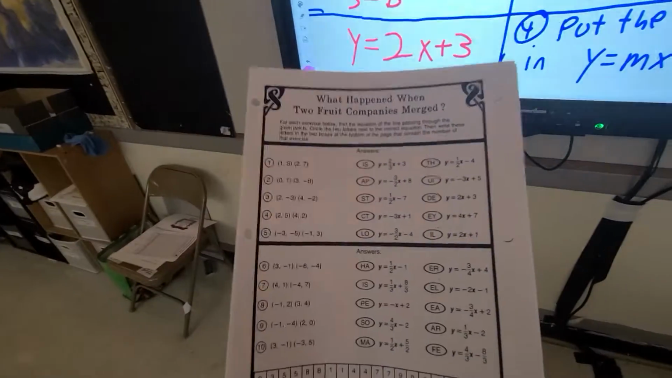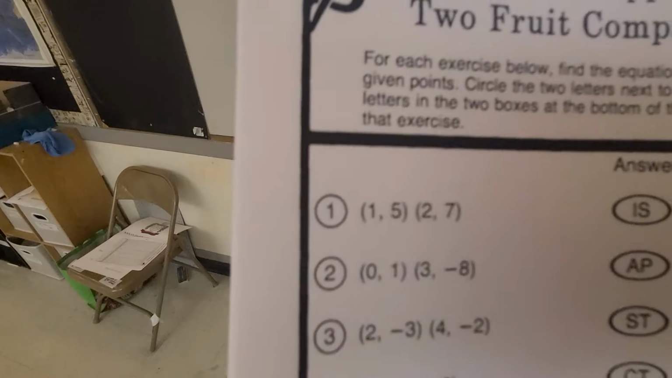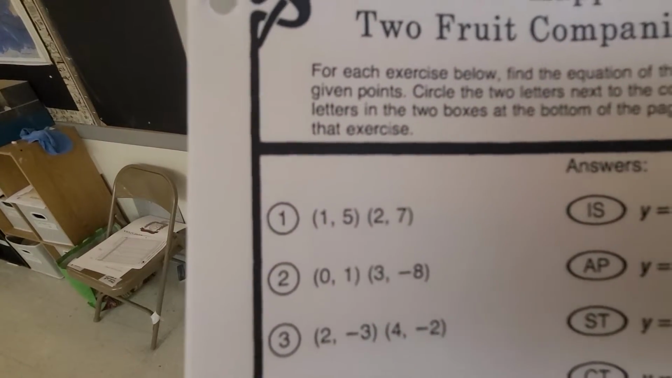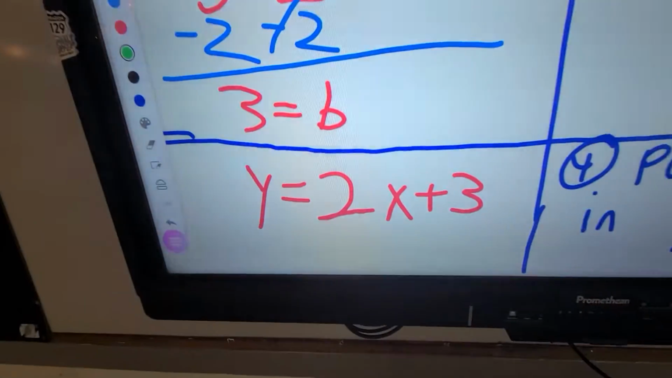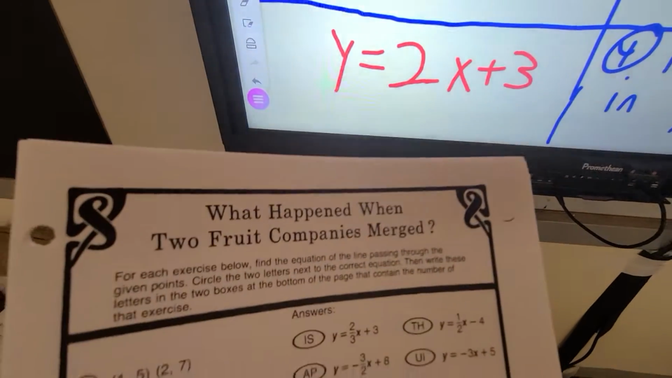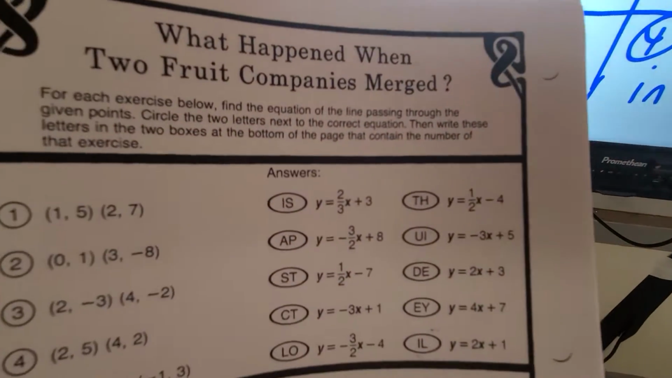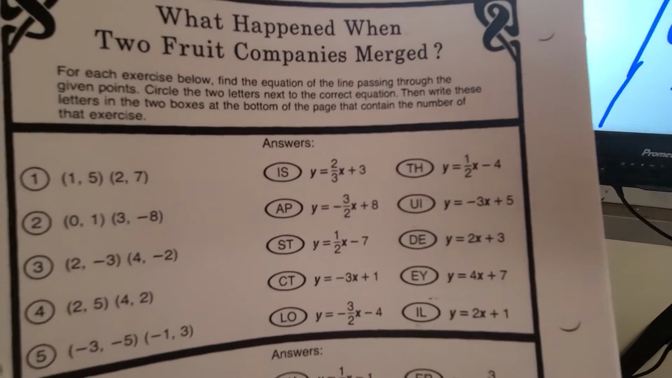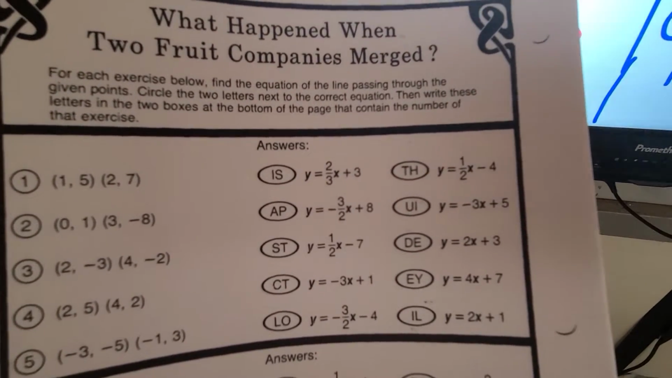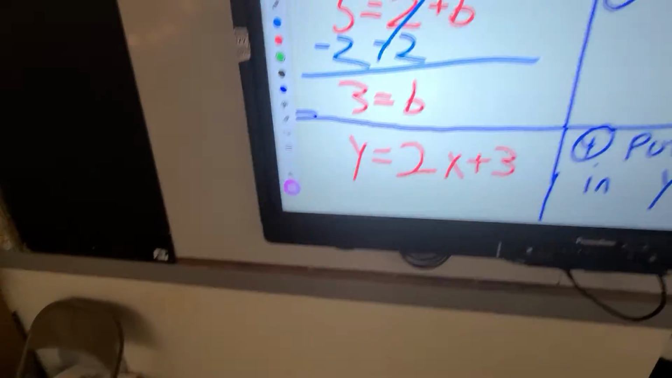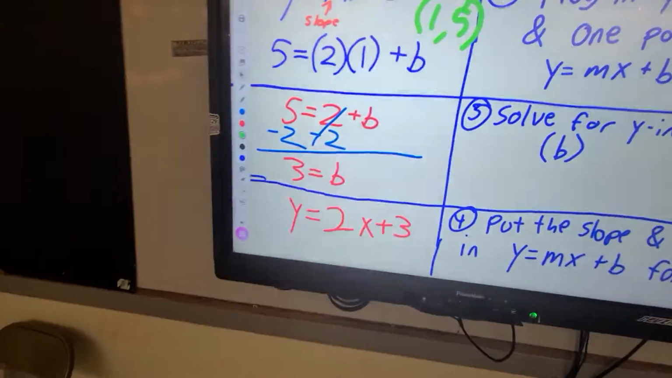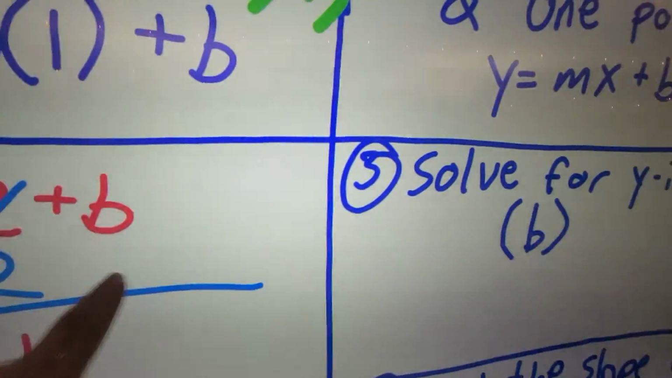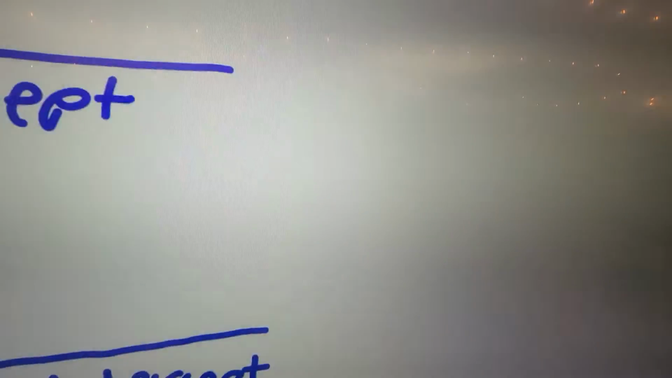Our homework being this. As you can see, question 1 involves the coordinates 1, 5, and our answer was 2x plus 3. So I just look on the top half of this paper until I find 2x plus 3. It looks like it lines up with letters D, E over here. So that's just number 1. Number 2 and a whole bunch of the rest of the problems are solved exactly the same way.